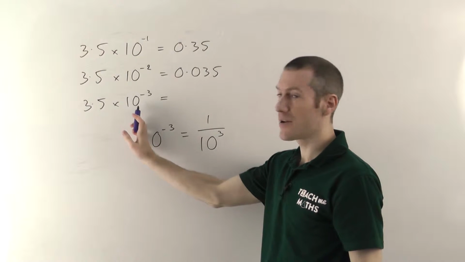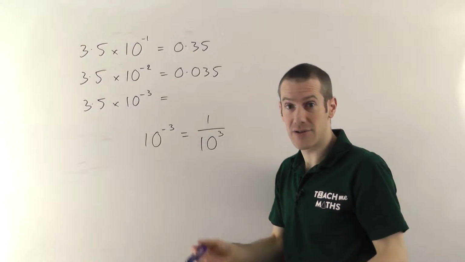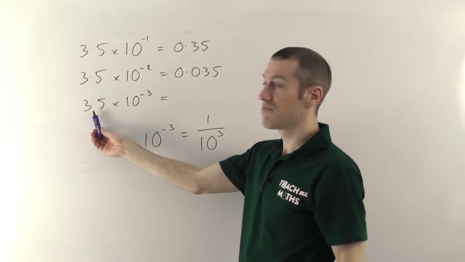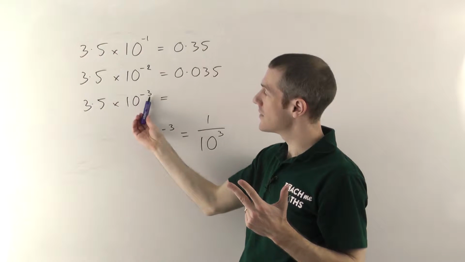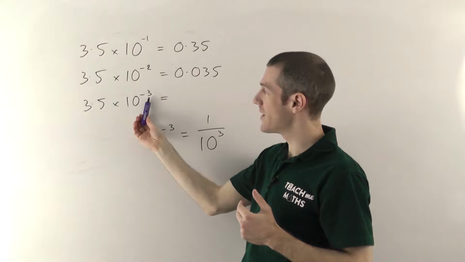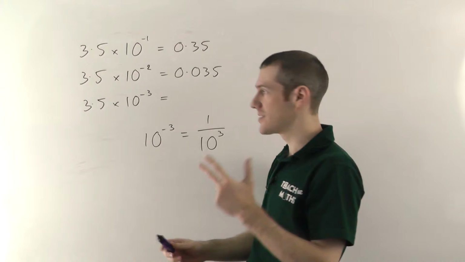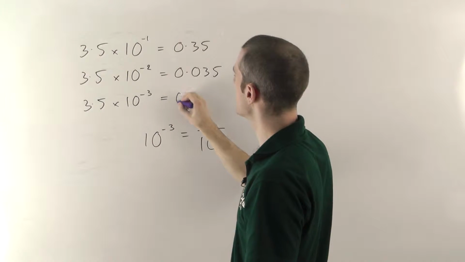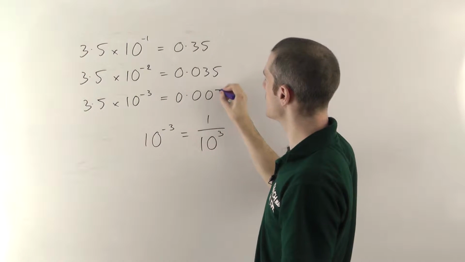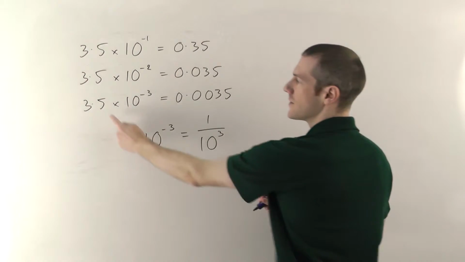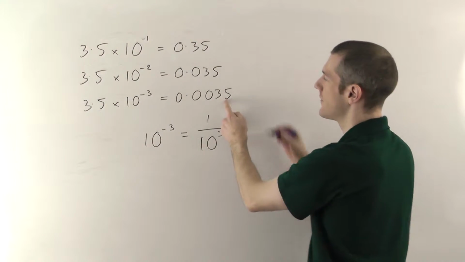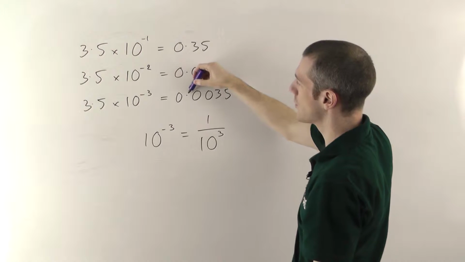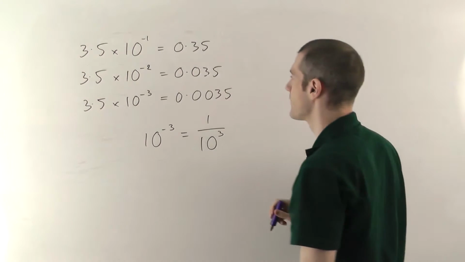So you're timesing by 1,000th, which means you're dividing by 1,000. So you're moving the decimal point 3 times now. Again, notice the power here is minus 3, so you move the decimal point 3 times. So it's going to be 0.0035. The decimal point was here, between the 3 and the 5. We've gone 1, 2, 3 places to the left.